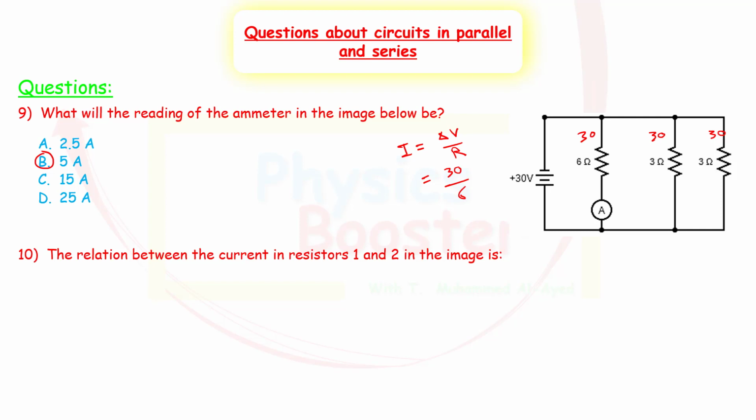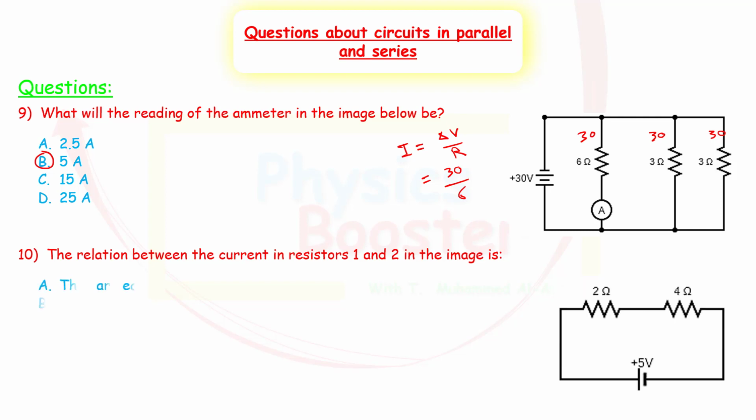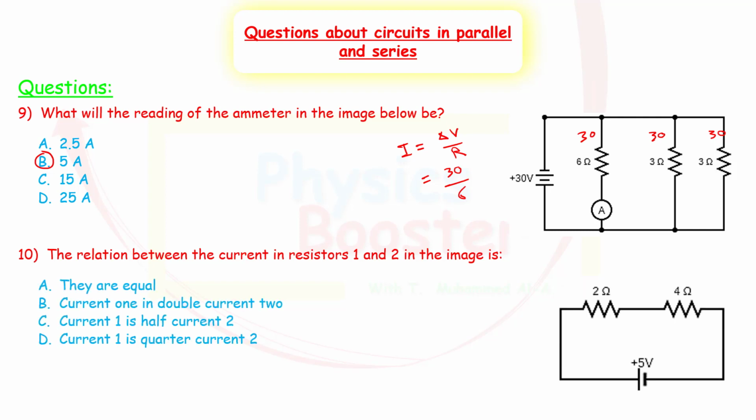The relationship between the current in resistor 1 and 2 in the image is, this is a series circuit, and we know that in a series circuit, the current will remain the same throughout the circuit. So we can say that they are equal. The current in the 2 ohm resistor and in the 4 ohm resistor is going to be the same. So the answer is they are equal.